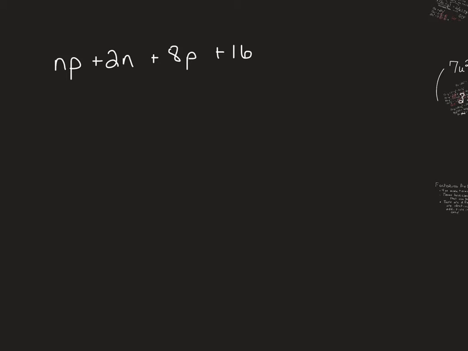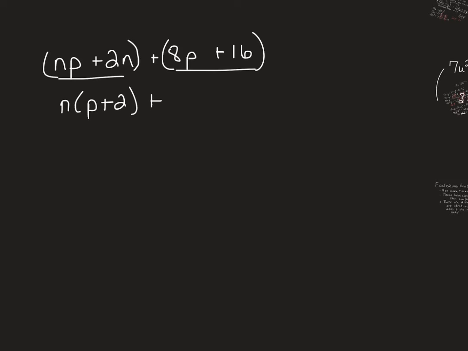Okay, here I have a polynomial. It's got 4 parts. And notice these 2 and these 2 have a common factor. So if I group np plus 2n and 8p plus 16, I can find the common factor in the first grouping, which is n. And if I factor out an n, I'm left with p plus 2. Notice if I use the distributive property, I get np plus 2n.